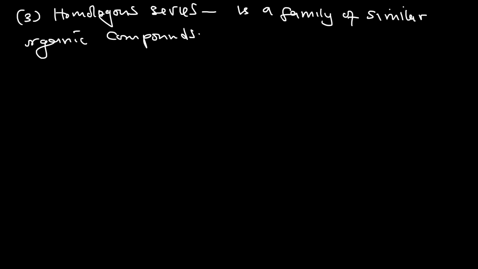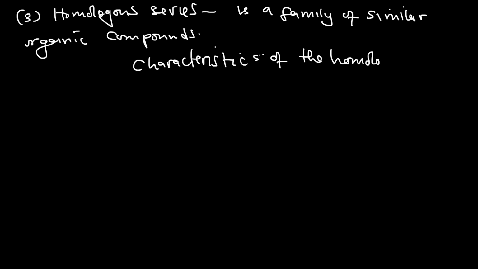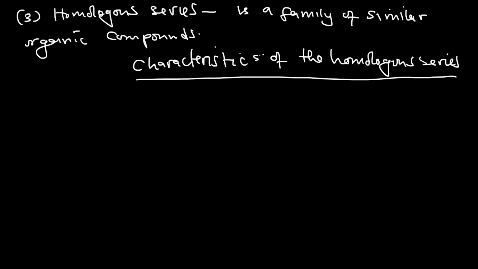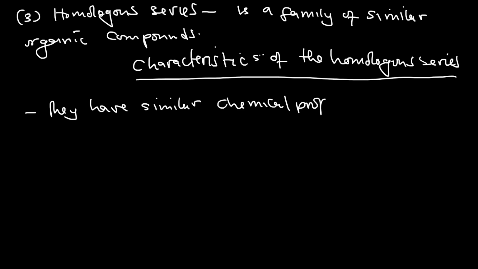Now, looking at homologous series, under this one, we are going to go further to look at characteristics. Characteristics of these compounds that are found in the same homologous series. So we can say characteristics of the homologous series. What do compounds that are found in the same family have in common? So one of them is that they have similar chemical properties.